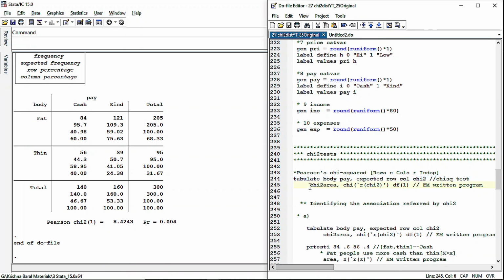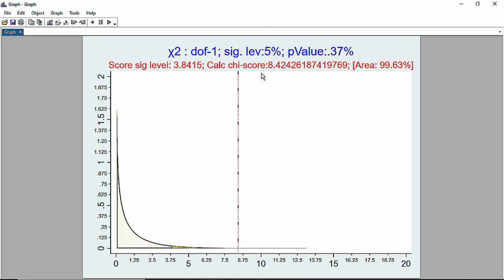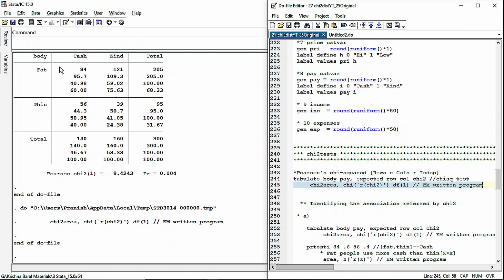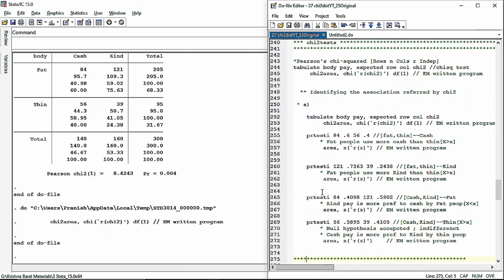This program is going to depict the same information in a graph, and we will make the hypothesis. Our calculated score was 8.42, and for the right tail, the p-value was 0.37%, meaning the area towards the right of this line is 0.37%, and towards the left of this line it is 99.63%. So we don't belong to this region. It is very clear from this graph. So we reject the null, which implies that there is some sort of association between these variables body and pay, and we are going to further identify the point of association.